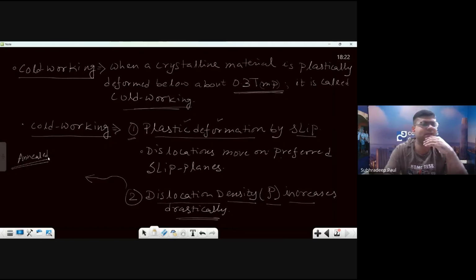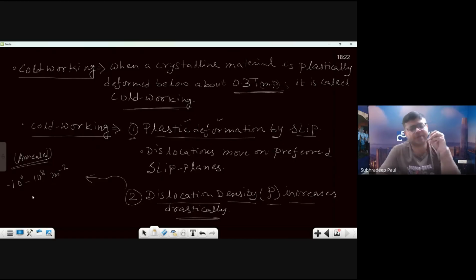Okay, that is called annealing. So in heat treatment, again, we'll see all these things. Heat treatment will also have to be covered anyway. So if I'm talking about the annealing portion, in the case of annealed material, the dislocation density is about 10 to the power 6 to 10 to the power 8 per meter square.